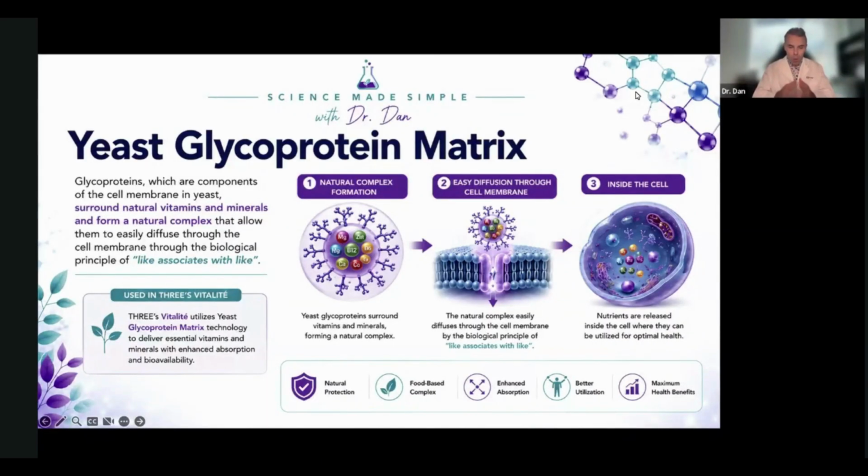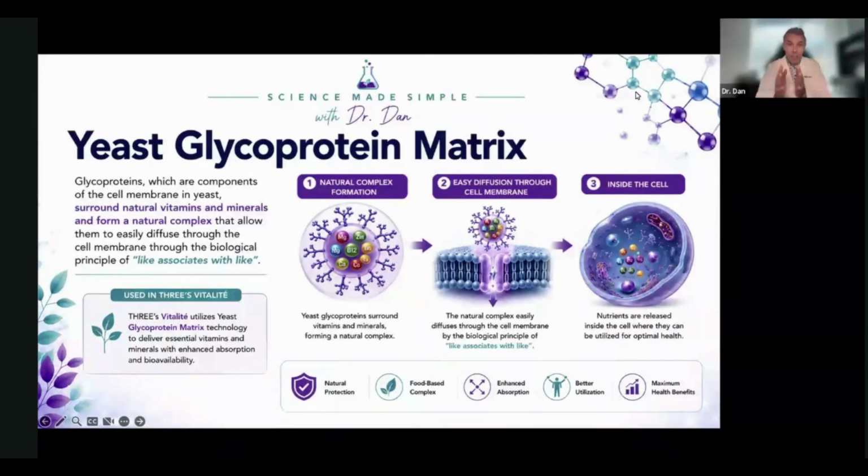And that's based on one of the common dogmas of chemical biology, which is called like associates with like, meaning that if you have molecules that have the same characteristics, they just come right together. Molecules that have different characteristics, they repel each other. And so glycoproteins are part of the cellular membrane, not only in yeast, but also in humans. And so when you have a glycoprotein matrix and it comes up against the cell membrane, it basically assimilates itself into that membrane.